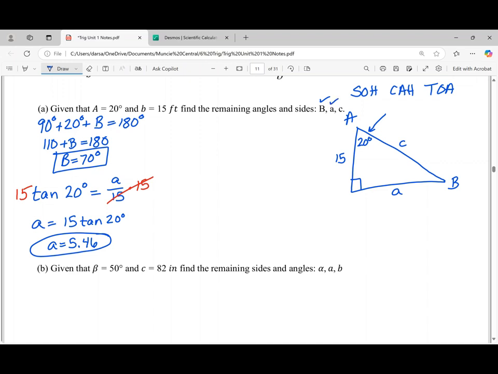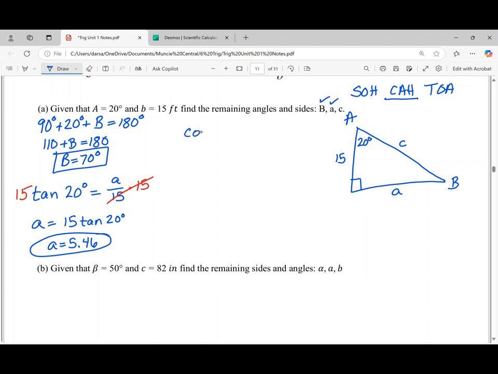Our final thing that we need to do is find side c. Again, always use the stuff they gave you originally. Yes, we could use 5.46 to help us out here, but it's always better to go back to the stuff they gave you in the problem. So we need to relate angle 20 degrees to side 15 and c. Well, to the 20 degrees, 15 was the adjacent and c is always the hypotenuse. So which trig function puts together hypotenuse and adjacent? Oh, looking at our SOHCAHTOA, that is cosine.